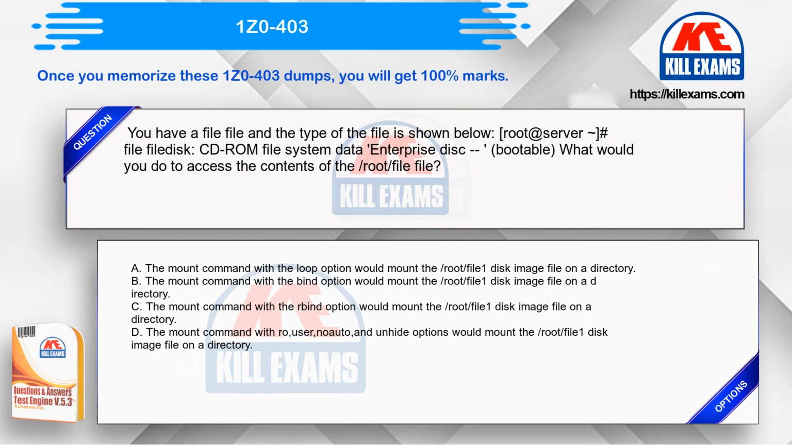Option A. The mount command with the loop option would mount the /root/file1 disk image file on a directory. Option B. The mount command with the bind option would mount the /root/file1 disk image file on a directory. Option C. The mount command with the rebind option would mount the /root/file1 disk image file on a directory. Option D. The mount command with ro, user, noauto, and unhide options would mount the /root/file1 disk image file on a directory.